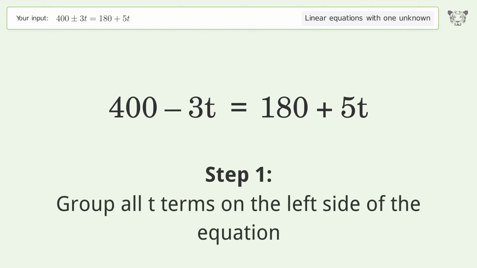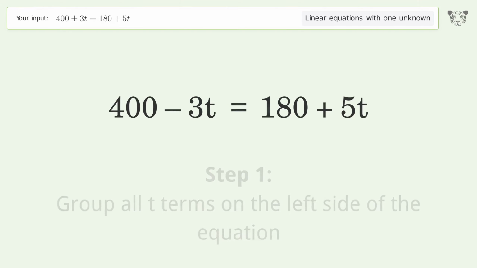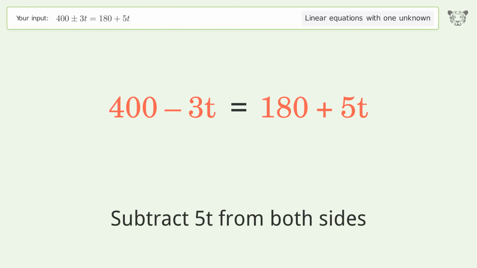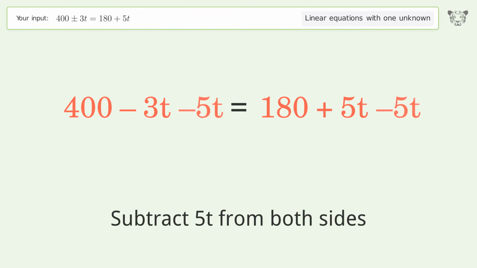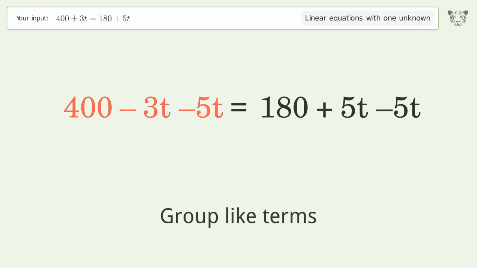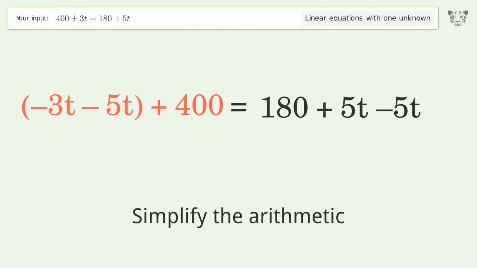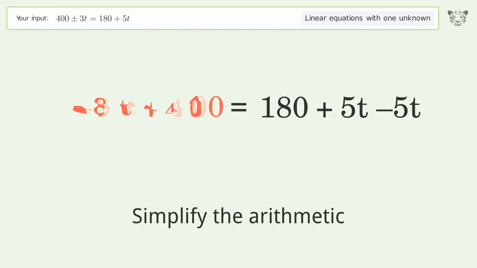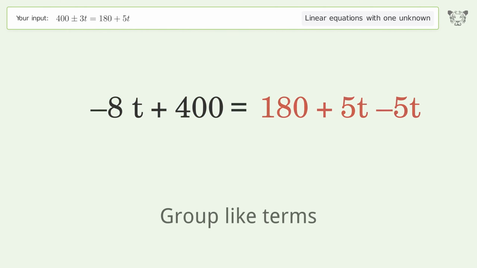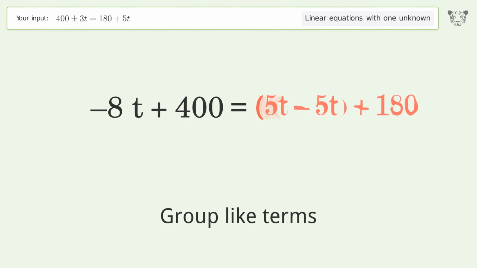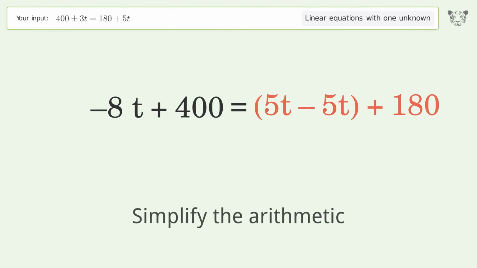Group all t terms on the left side of the equation. Subtract 5t from both sides. Group like terms. Simplify the arithmetic. Group like terms. Simplify the arithmetic.